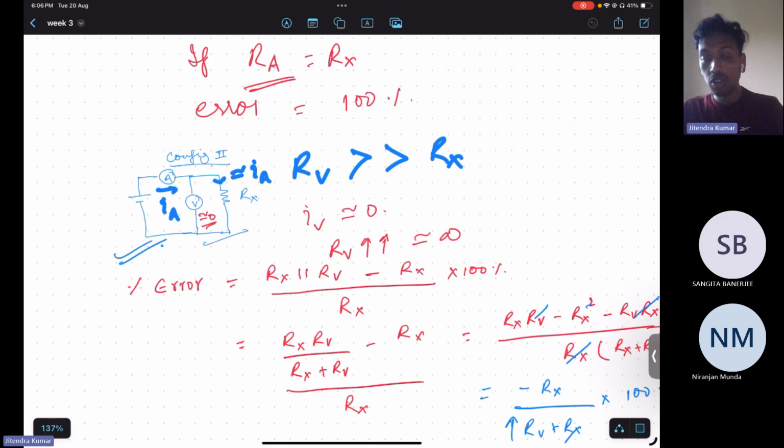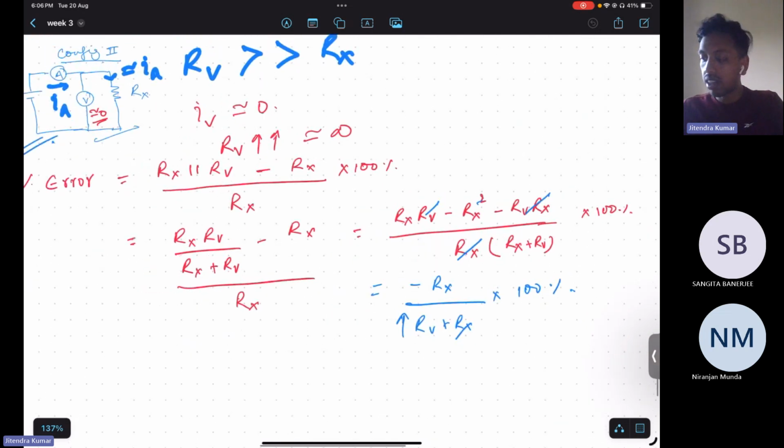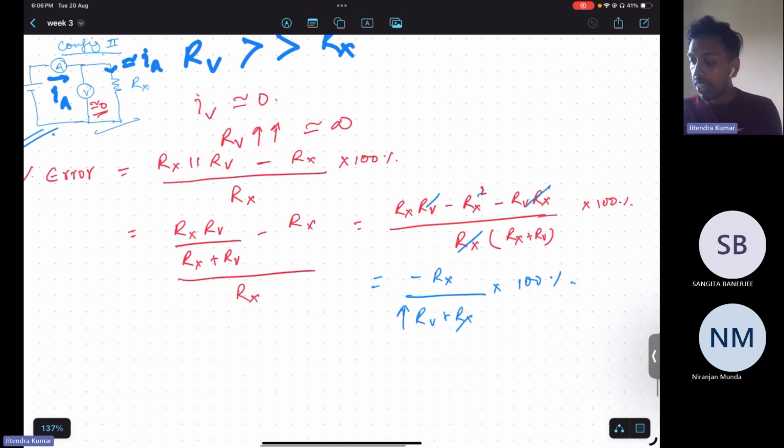And in configuration 2, we saw that the ammeter current also flows across the voltmeter resistance as well as the load resistance. So finally we concluded that the error came out to be Rx divided by Rv plus Rx, and if you maintain the voltmeter resistance as high as possible, then you are going to get the minimum error. So I hope it was fine. Any question from the last lecture?